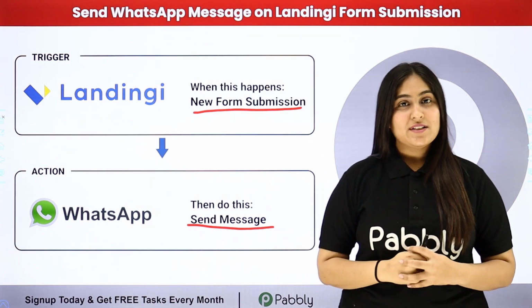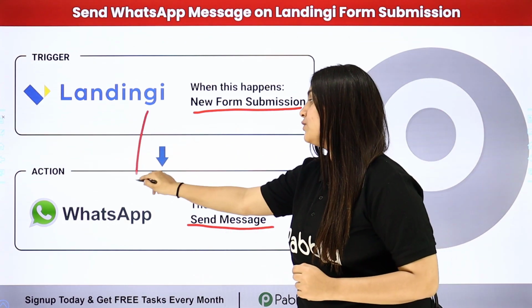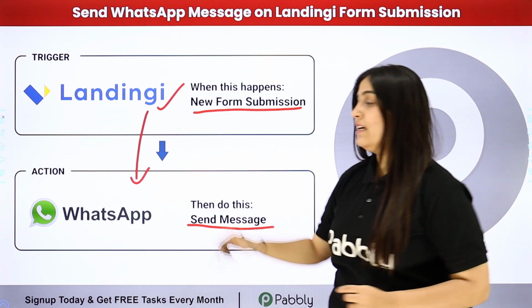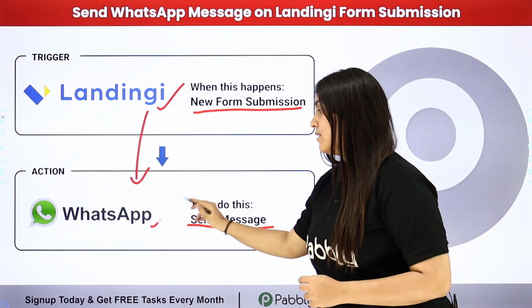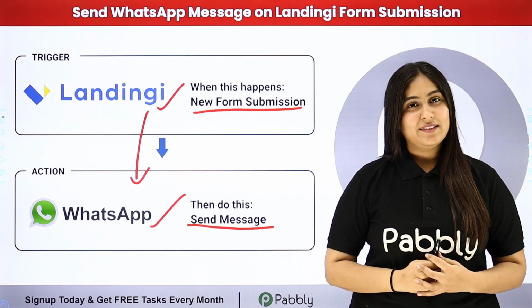So to automate this process, we will use an automation software named Pabbly Connect, in which we need to connect a trigger and an action. So in this process, our trigger application will be Landingi and our action application will be WhatsApp Cloud API. So to learn this process step by step, let me take you to my screen.